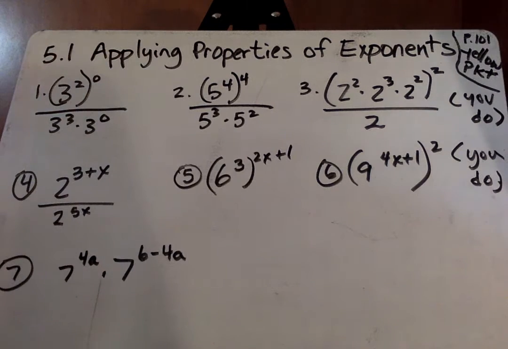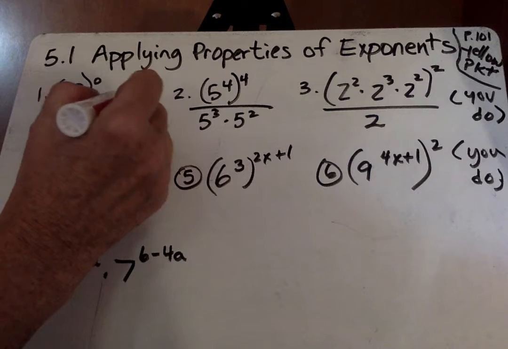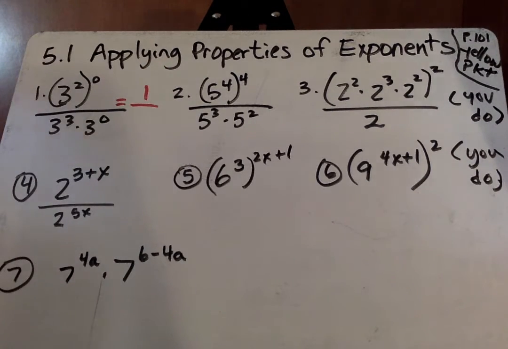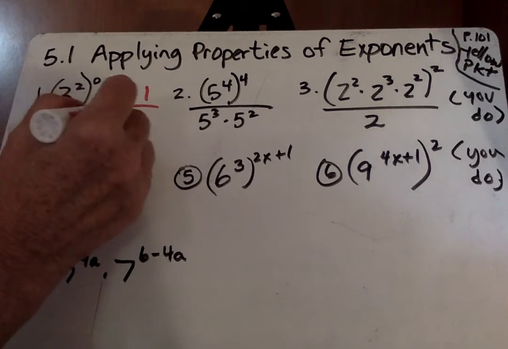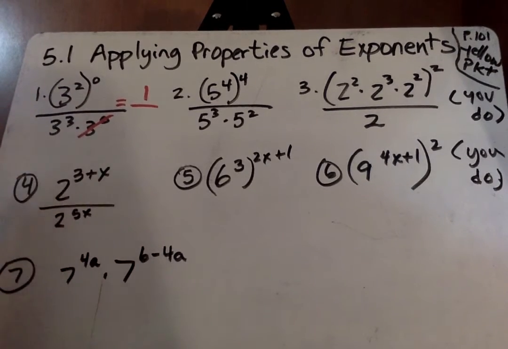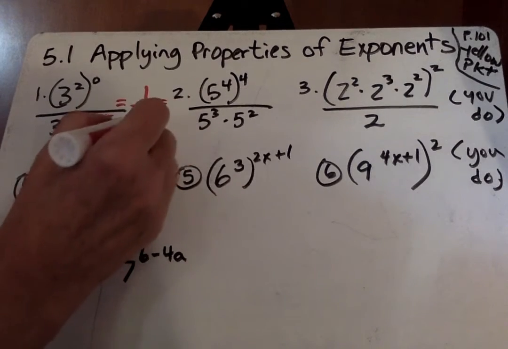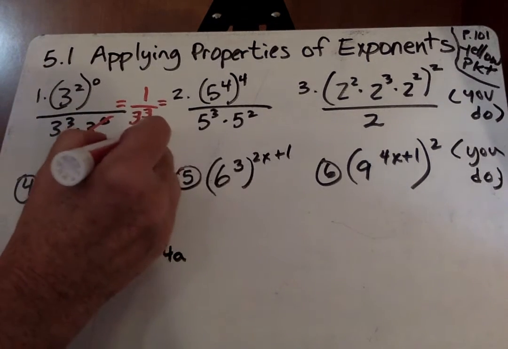Our number one problem is 3 squared to the 0 power over 3 to the third times 3 to the 0. Now, anything to the 0 power was what again? 1. And then 3 to the third power times 3 to the 0, we add the exponents, so it's just 3 to the third. That one basically goes away because that's 1. So it's 1 over 3 to the third power. That equals 1 over, what's 3 times 3 times 3? And your answer is 1 over 27.